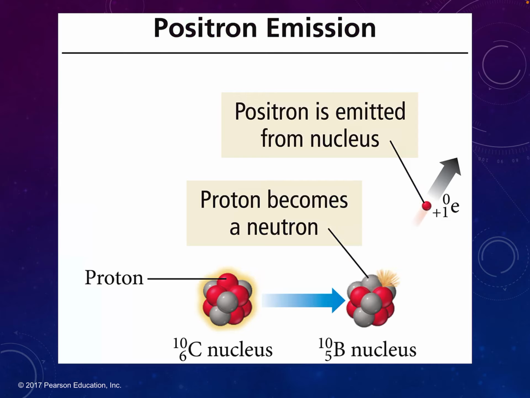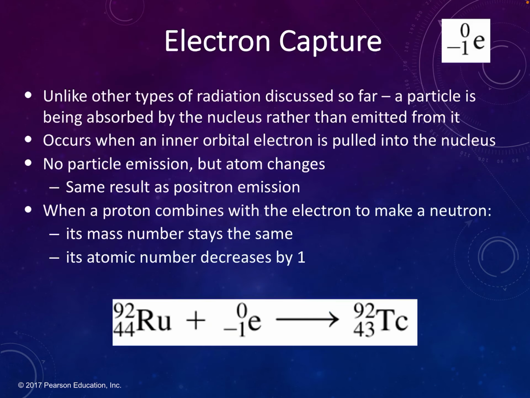So here it is. A positron is being emitted from the nucleus, so a proton is turning into a neutron. Our mass stays the same because our total number of protons and neutrons stays the same, but our atomic number decreases by 1 because we've changed a proton into a neutron.